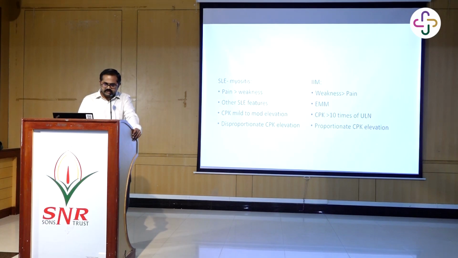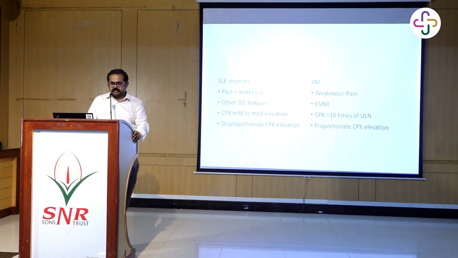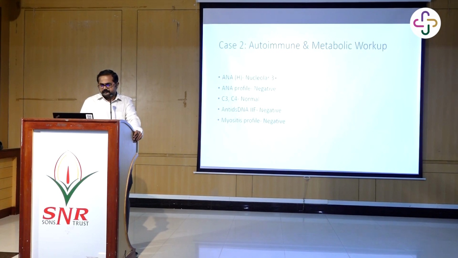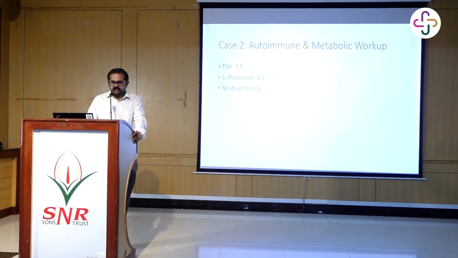And as far as myositis is concerned, weakness will be more than pain, and extramuscular manifestations like Raynaud's and arthralgia will be there, and CPK will be more than 10 times the upper limit of normal, a proportionate CPK elevation. So we did an autoimmune and metabolic workup. The autoimmune workup showed ANA nucleolar 3+, but the other investigations, ANA profile, C3, C4, anti-dsDNA, were all normal, and the myositis profile was also normal.